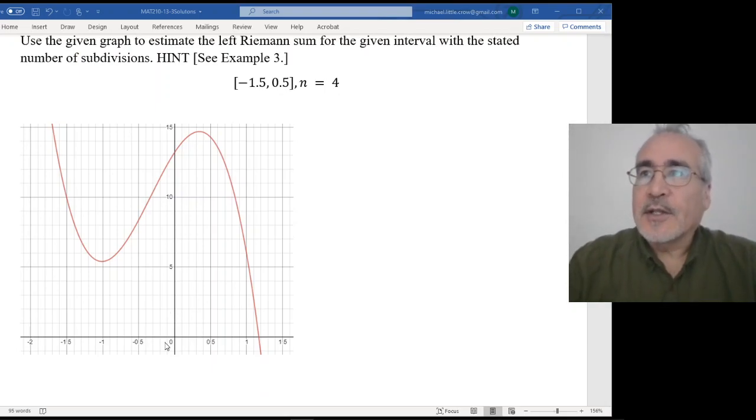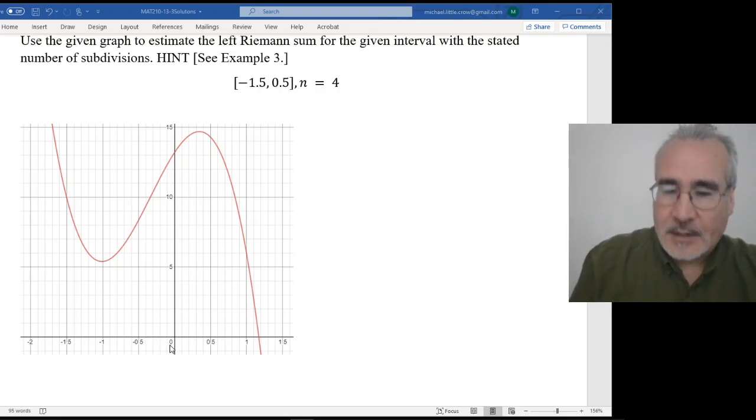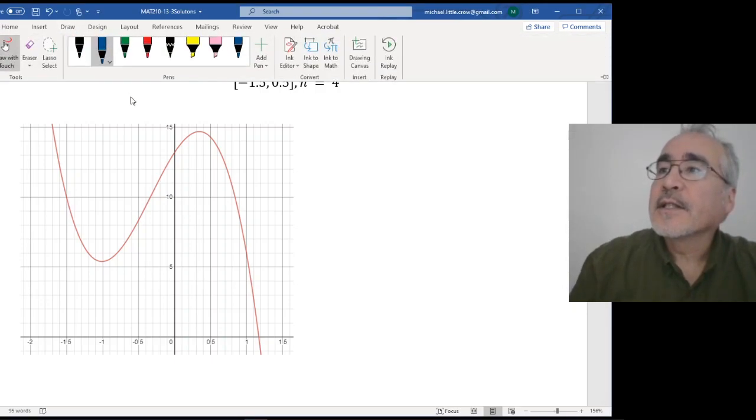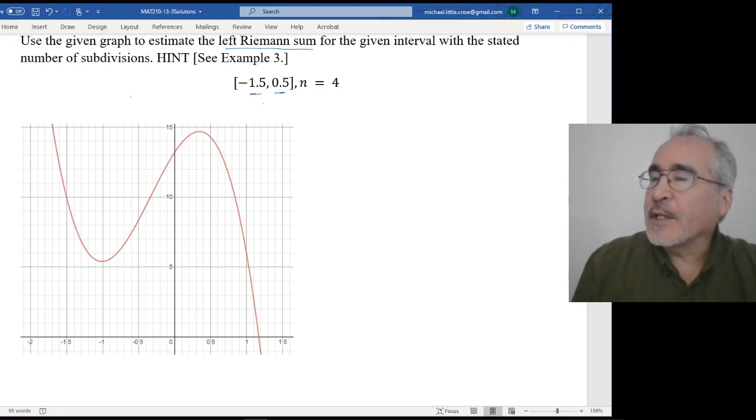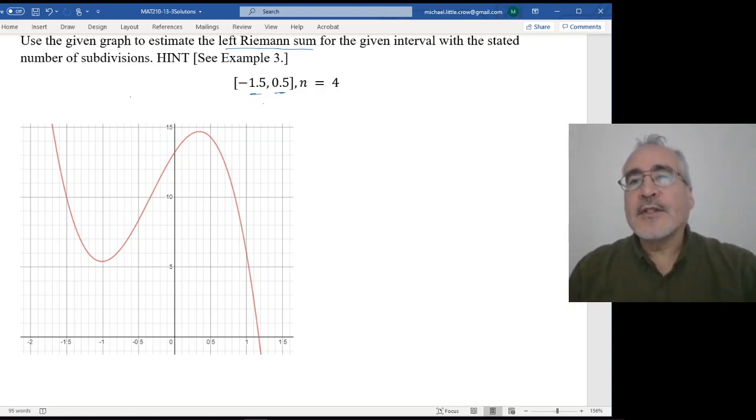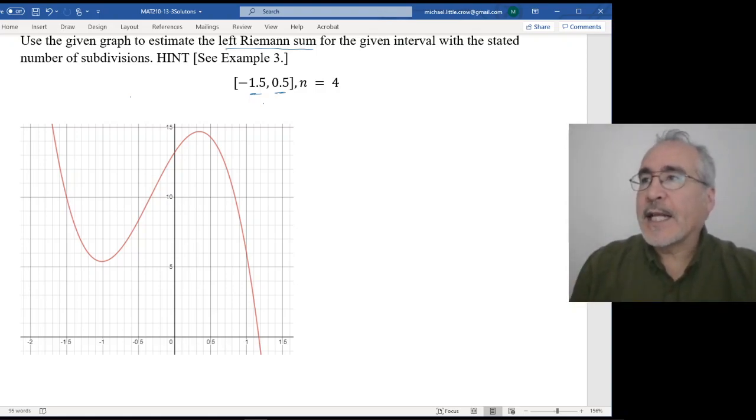So we're given a graph, and we're going to find the left Riemann sum. So again, we're going to do rectangles for the given interval. So we're going from negative 1.5 to 0.5. So before we start doing our drawing, what we need to find out is what the width of each interval is. How wide are those rectangles?